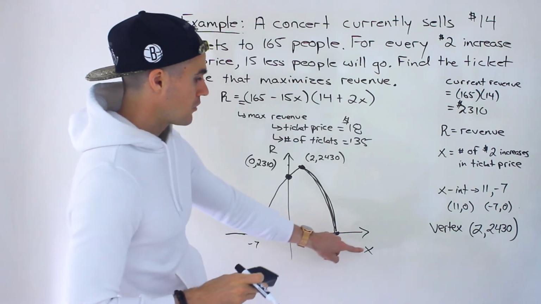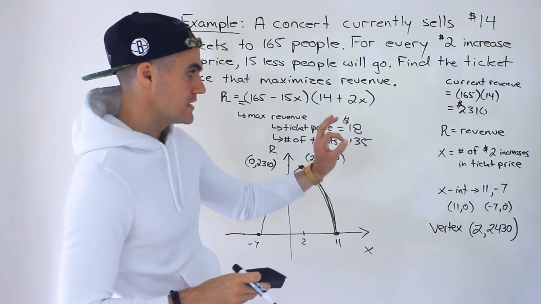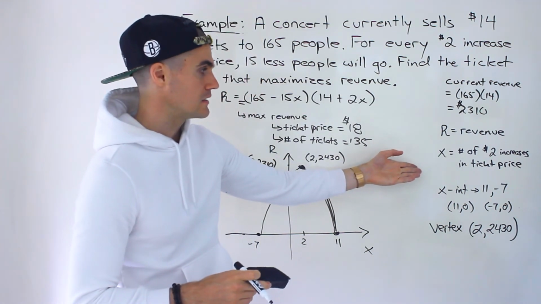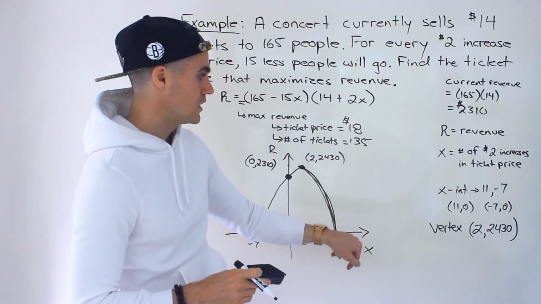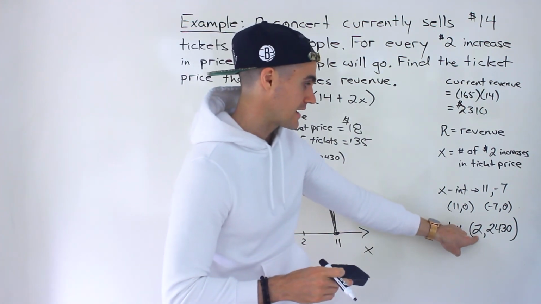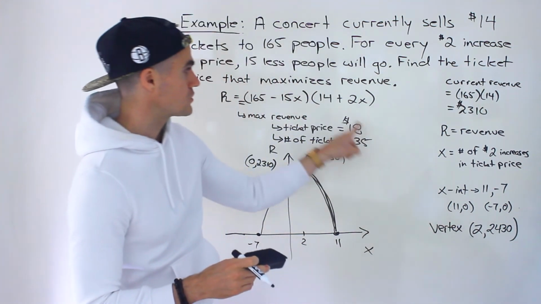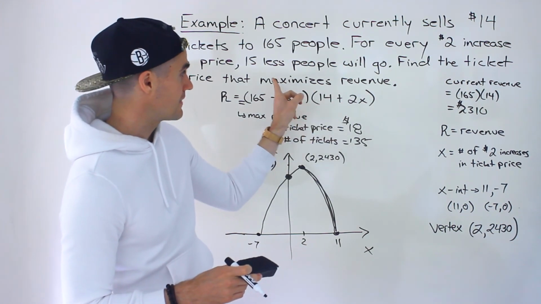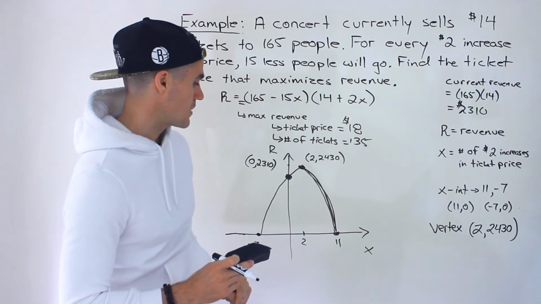And you got to be careful. Remember, x is not the actual price. X is the number of $2 increases in the ticket price. So you got to be careful to not give your final answer as an x value of 2. You got to take that x value of 2 and plug it into that price bracket to get that ticket price that maximizes revenue.